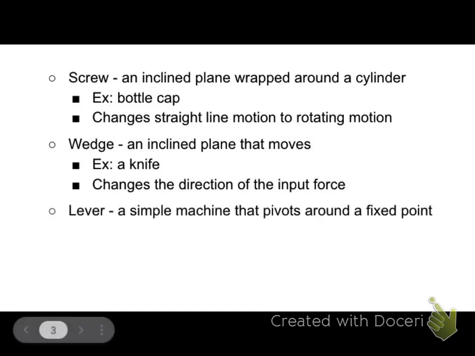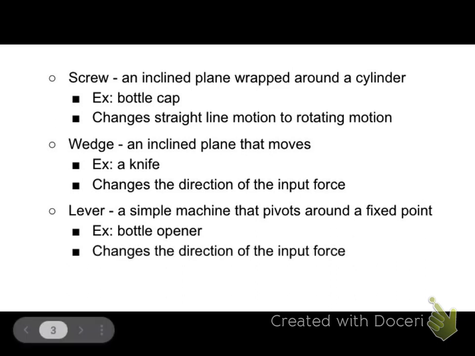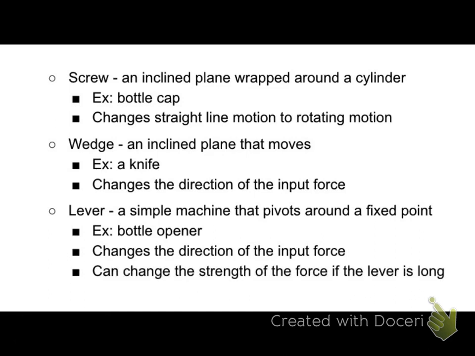And then we have a lever. A lever is a simple machine that pivots around a fixed point. Good examples of these are bottle openers or seesaws, or you might have heard them called teeter-totters. Okay? These change the direction of the input force, and they can change the strength of the input force if that lever is strong enough. Let's take a look at how this works.